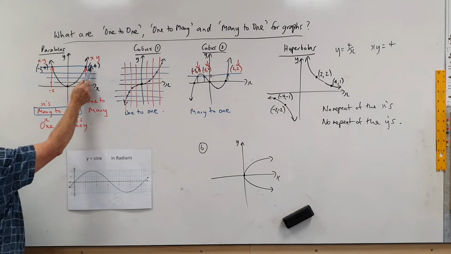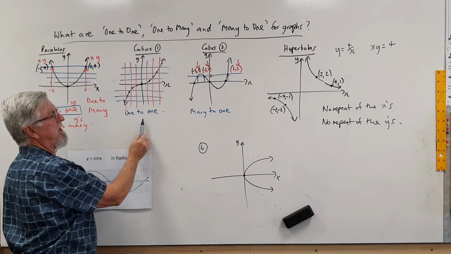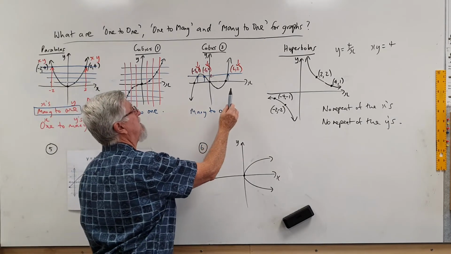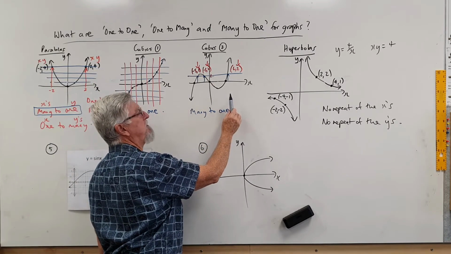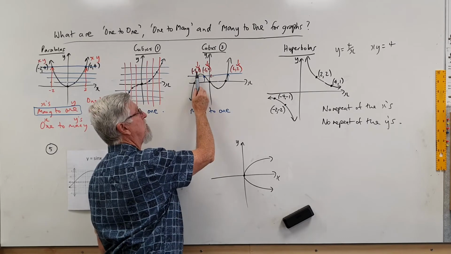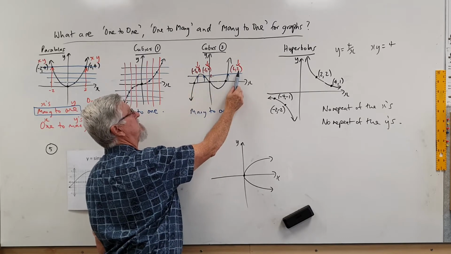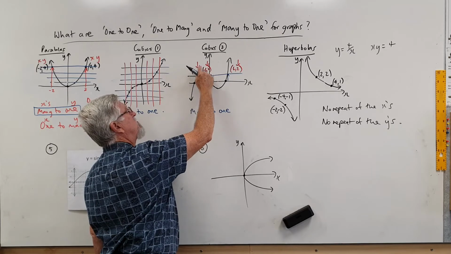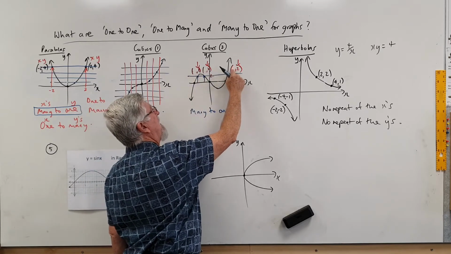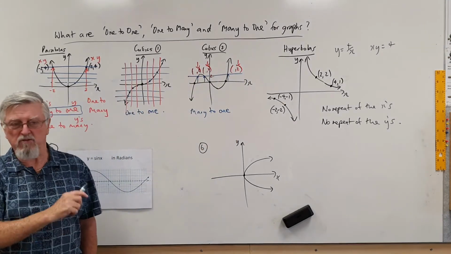The y's turned up twice. No repeat of the x's, no repeat of the y's. Did the x's get repeated? No, the y's. There's a 2 there, there's a 2 there, and there's a 2 there. In some ways I should take those numbers out because I don't know what they are, but I would know that there was a 2.